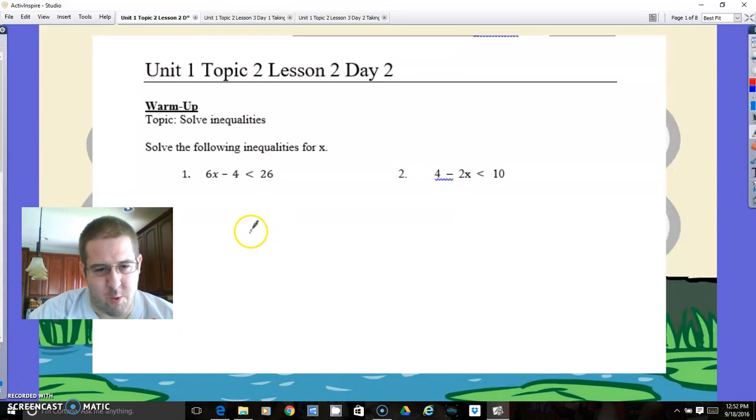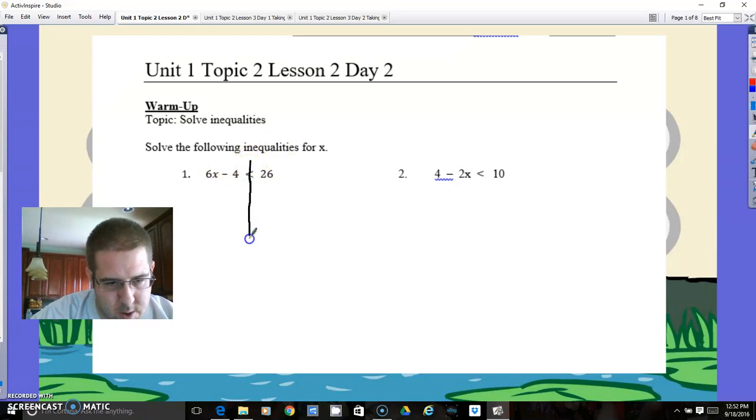All right, looks like we got more inequalities here. This is lesson 2 of topic 2, day 2. So we're going to solve this just the same as we did the last one. Add 4 to both sides. That gives us 6x is less than 30.